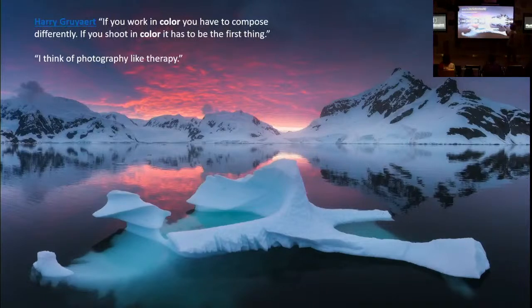Color. I really love this short quote: "If you work in color, you have to compose differently. If you shoot in color, it has to be the first thing." So color, for me personally, is the main thing in landscape. You cannot separate the composition from color. I always see the image this way, the color always comes first. And this is why I named this masterclass Managing Light and Color, because light and color are the most essential element of landscape photography.